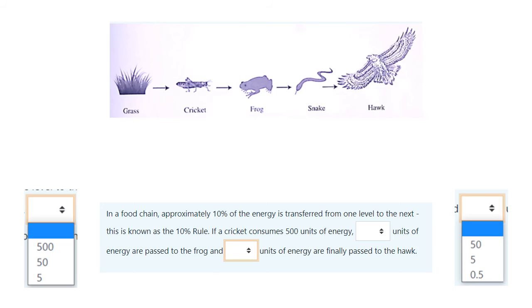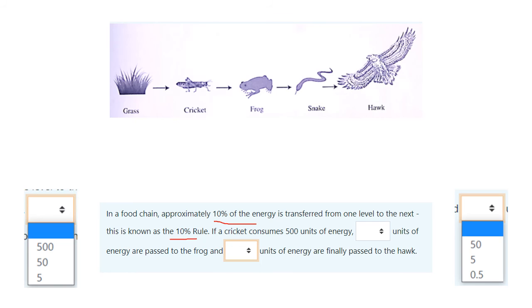In a food chain, 10% of the energy is transferred from one level to the next. This is the 10% rule. The other 90% is used for the life processes, for moving, for reproducing, for growing. For all of the things that the organism has to do, it uses energy. Only 10% of the energy consumed is stored inside the body, and that is what is passed on.